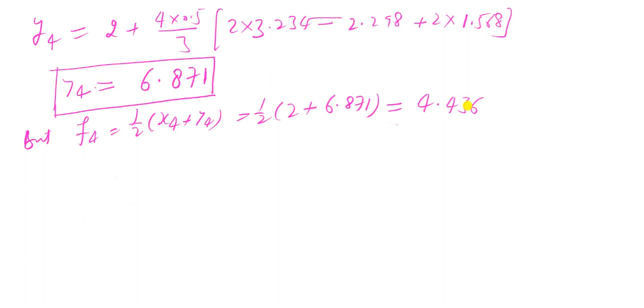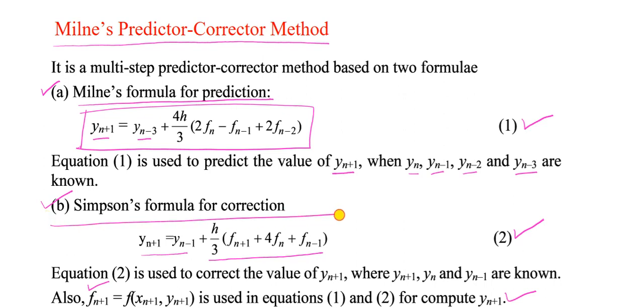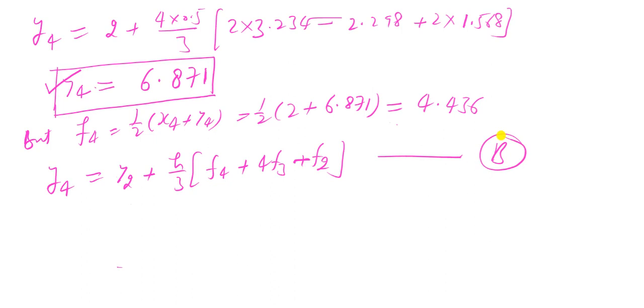So now we have to correct this value, that is the value of y4, using the correction formula 2, Simpson's correction formula 2. Here put n is equal to 3, then we obtain y4 is equal to y2 plus h upon 3 times f4 plus 4 times f3 plus f2, and say this is equation B.